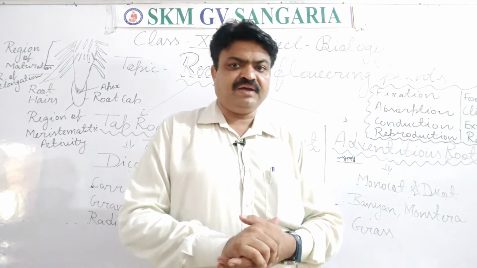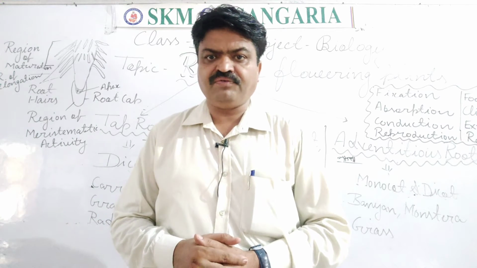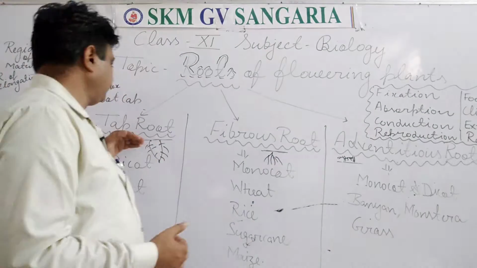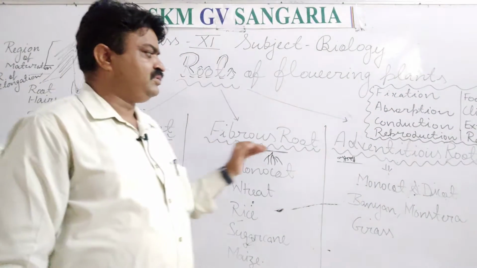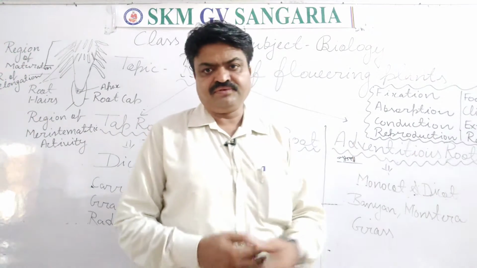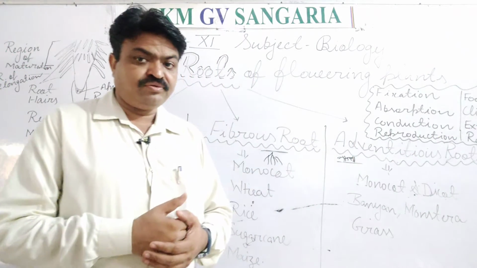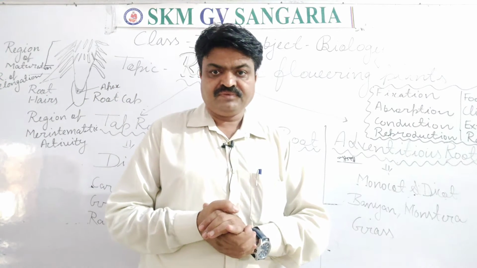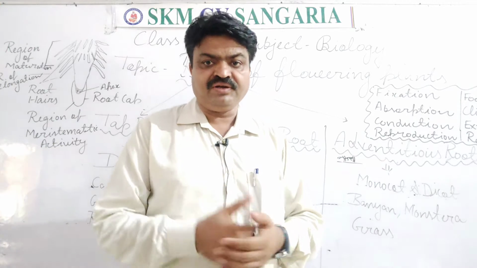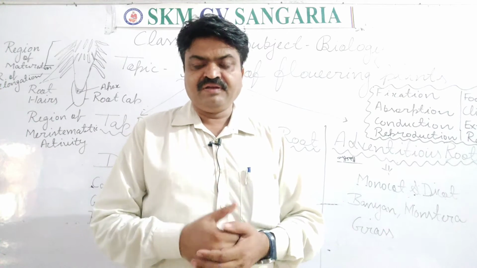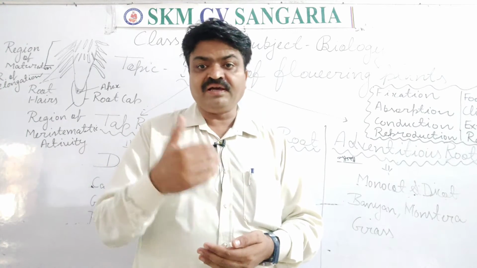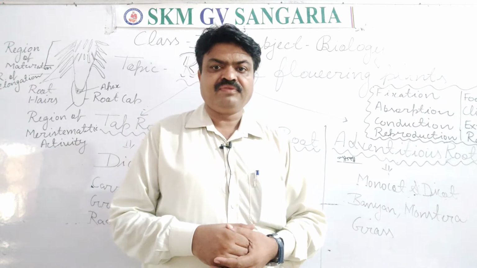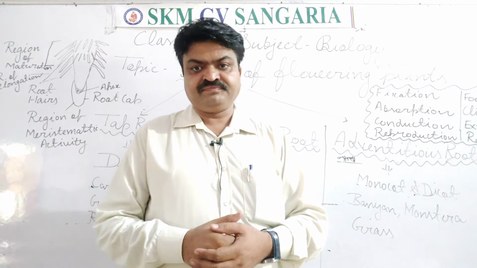There are three types of root found in flowering plants. First is taproot, second is fibrous root, third is adventitious root. First, the taproot, is a thick and fleshy root. Many times you eat carrot or radish. Carrot and radish are examples of taproot, and it is found in dicot plants.